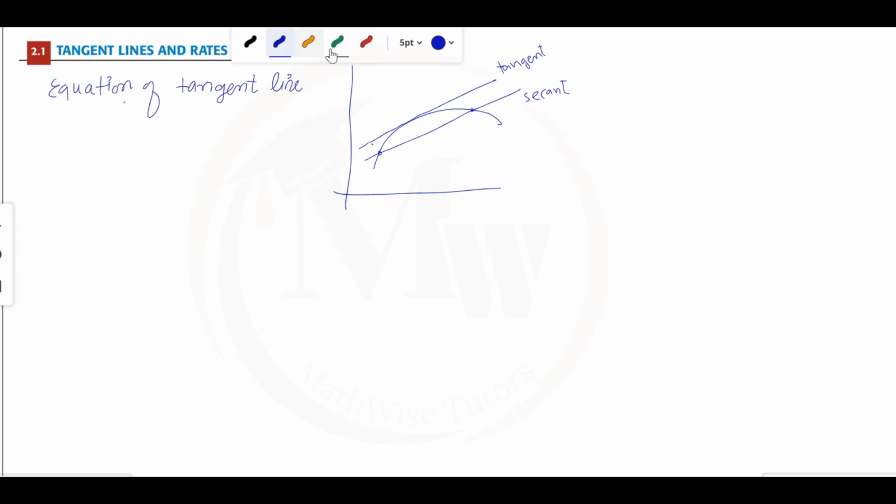So tangent line looks like a straight line. If you notice that the tangent line is a straight line, it means the equation of tangent line will be the same as the equation of the straight line. And what is the equation of straight line? There are different equations of straight line. One is the basic equation of straight line, which is y = mx + c.